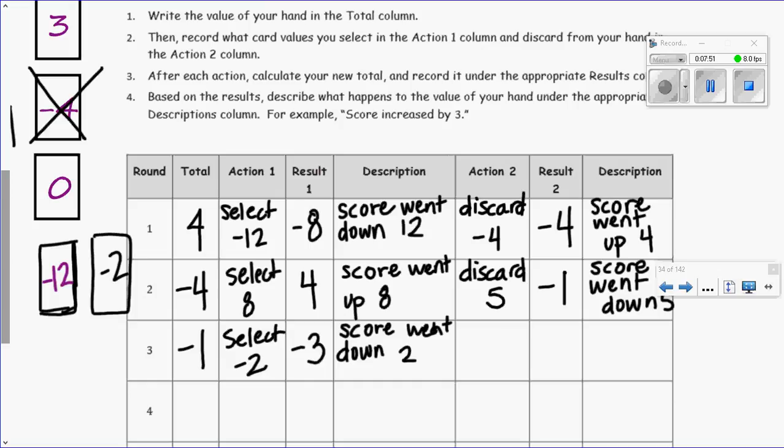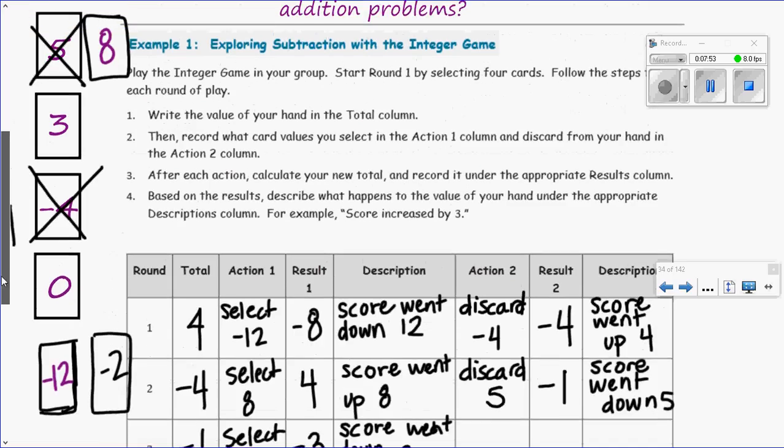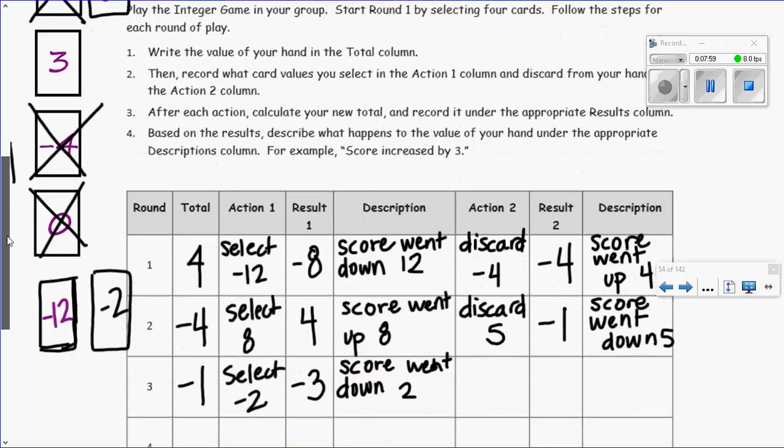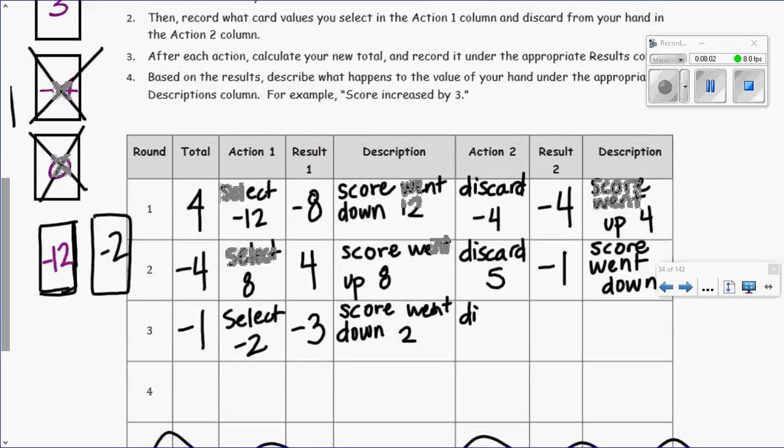Okay, now I'm going to tell you we're going to discard the... Oh, this one's going to be weird. We're going to discard the 0. Huh. Well, what will happen to our score? Nothing will happen to our score. We got rid of nothing. So it didn't change at all. So discard the 0, and we still have a negative 3. So score stayed the same. That was an easy one.